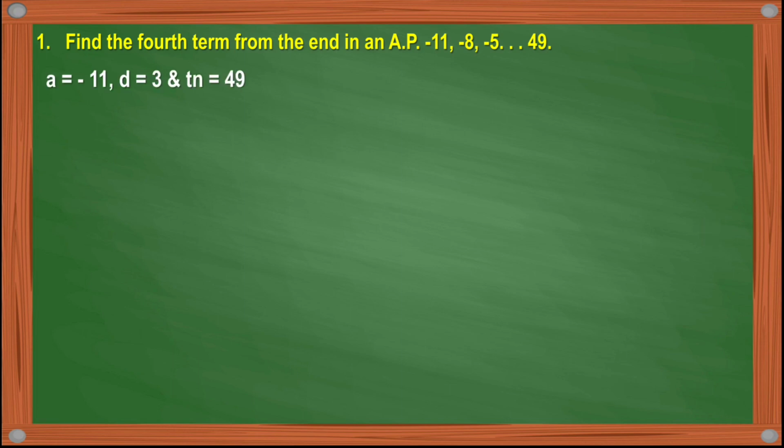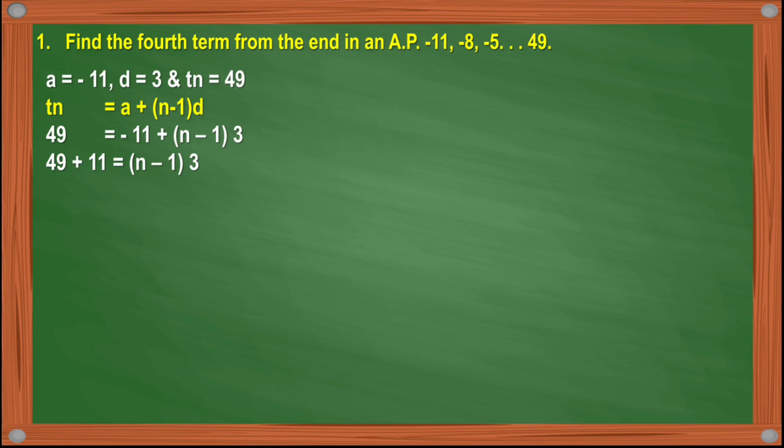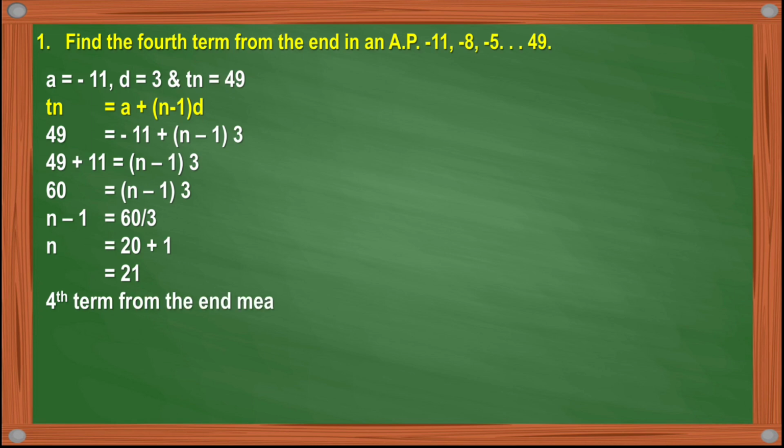Here A equals -11, D equals 3 and the last term Tn equals 49. So first we should know how many terms are there from -11 till 49. So we will find out the value of n. 49 equals -11 plus (n minus 1) multiplied by 3. -11 will go to that side and become +11. It will become 60. Therefore n minus 1 equals 60 upon 3. 60 upon 3 is 20, minus 1 will go there and become +1. Therefore n equals 21, which means there are 21 terms.